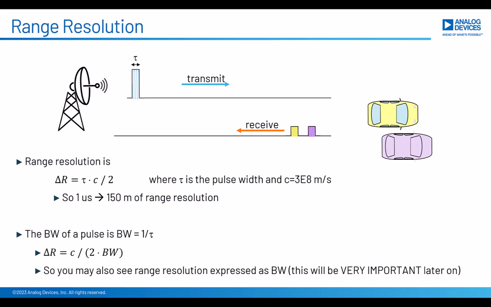Let's try an example with either of these equations now. So if we had a 1 microsecond pulse width, then we will get about 150 meters of range resolution. So if we wanted to see a 1.5 meter difference between the cars, we need a pulse width that is 100 times smaller. So that pulse width needs to be less than 10 nanoseconds. And we can do that. We can make a super short pulse.